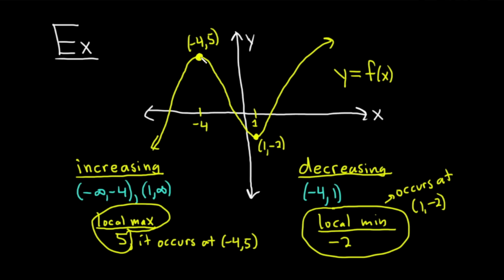And then 5 is the relative maximum because it's bigger than the points around it. Relative to the points around it, 5 is the biggest y value. And then -2 is the relative minimum because relative to the y values around it, it's the smallest y value. Sometimes people also call them local maximums. Kind of an interesting problem.